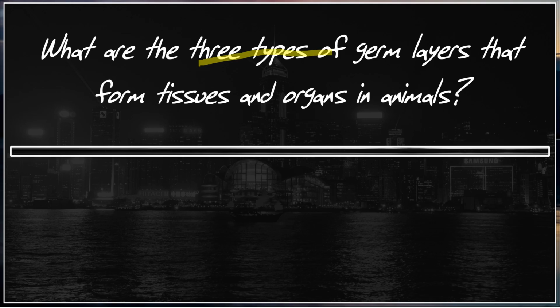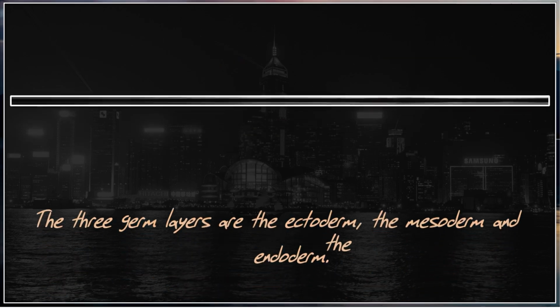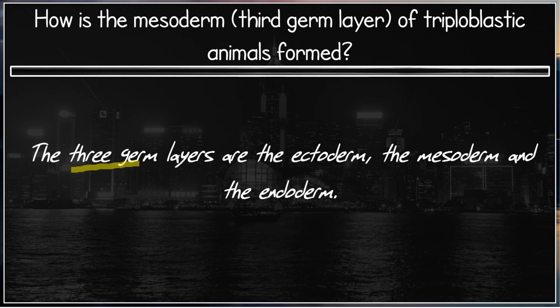What are the three types of germ layers that form tissues and organs in animals? The three germ layers are the ectoderm, the mesoderm, and the endoderm.